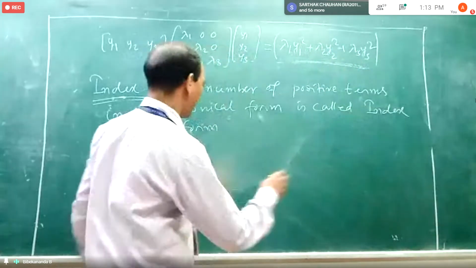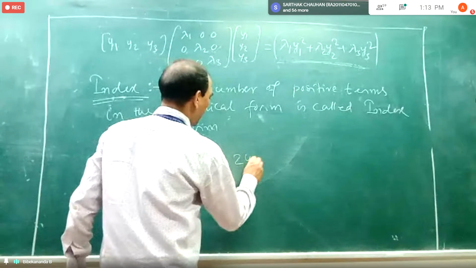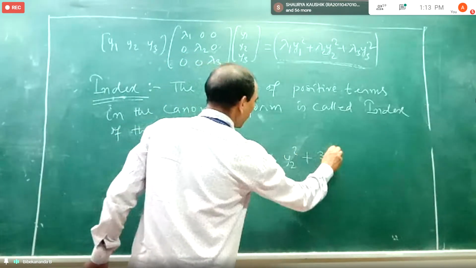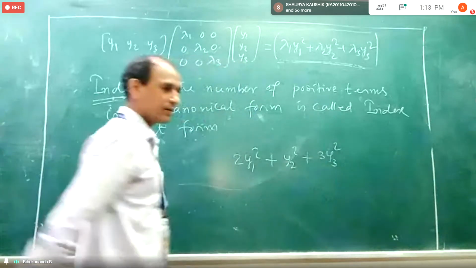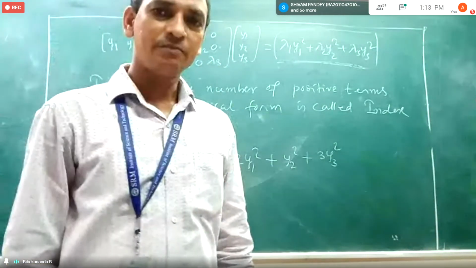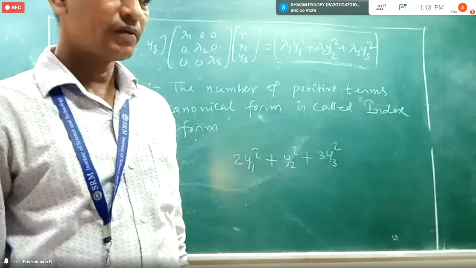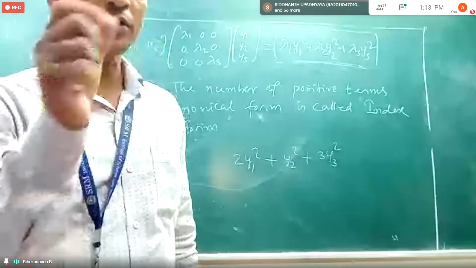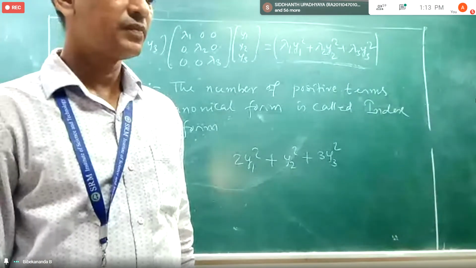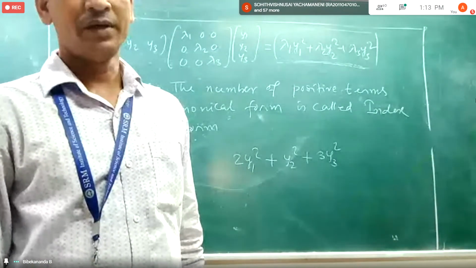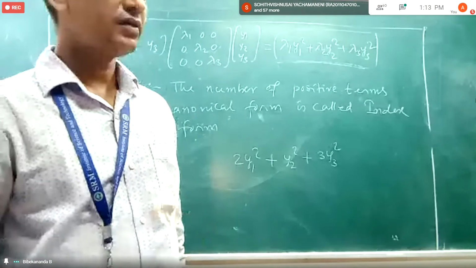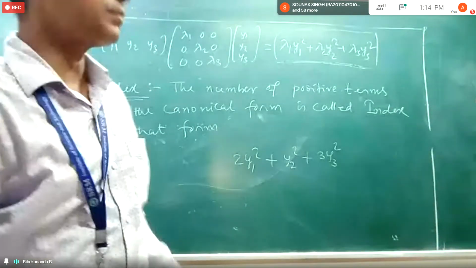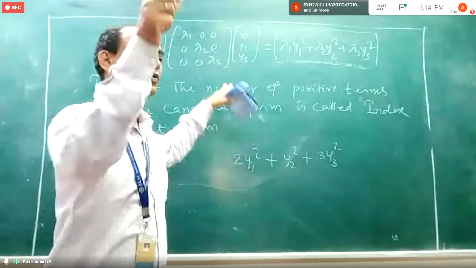For example, suppose I write 2y1 square plus y2 square plus 3y3 square. Total how many terms are there? 3 terms. So what are the sign of each of the term? Positive. Then what will be the index here? 3. Total number of positive terms in the canonical form is the index for that form.